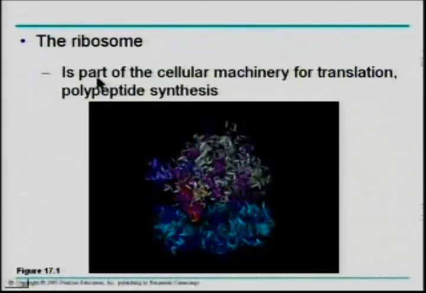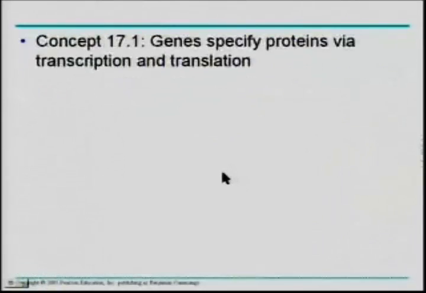The ribosome is part of the cellular machinery for translation, the polypeptide synthesis. So transcription is from DNA to RNA, and translation is from RNA to the protein, or polypeptide, or protein synthesis. This illustration is a computer model of a ribosome, part of the protein synthesis machinery. So there are several different parts of it that you see, represented by all of these different colors.